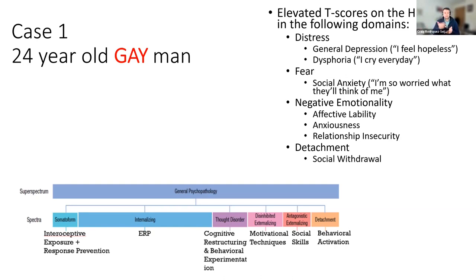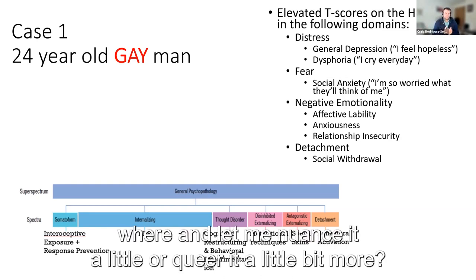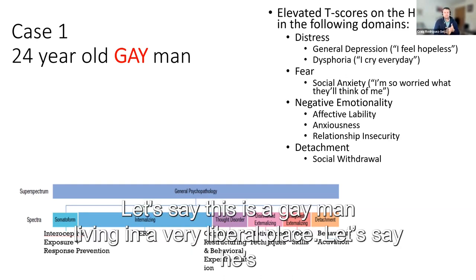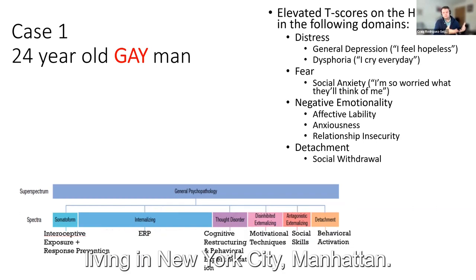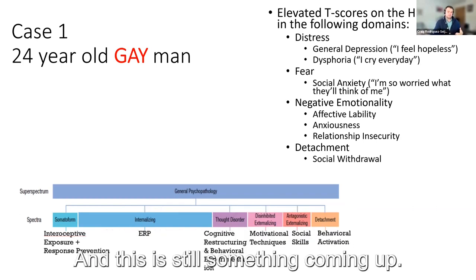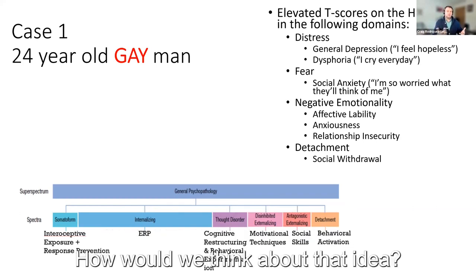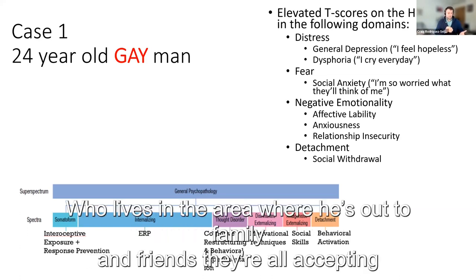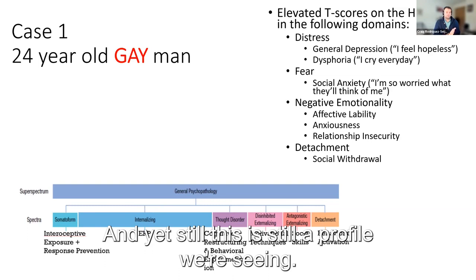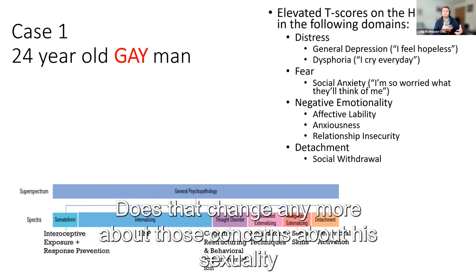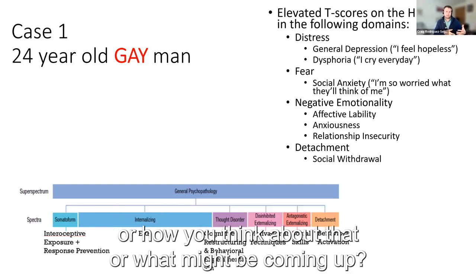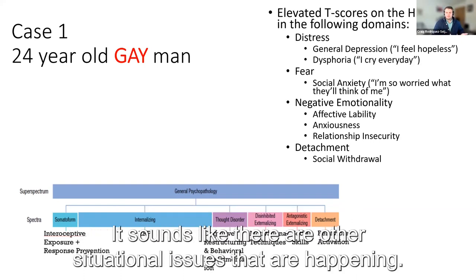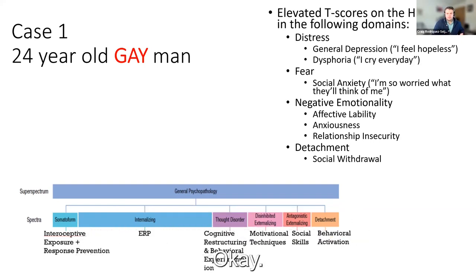Let me nuance it a little bit more. Let's say this is a gay man living in a very liberal place, like New York City, in Manhattan, and this is still something coming up. How would we think about his concerns about his sexuality? He's very out, he lives in an area where he's out to family and friends, they're all accepting, and yet this is still the profile we're seeing. Does that change how you think about those concerns, or what might be coming up? Okay, so Sean says it could be a factor, but it sounds like there are other situational issues happening. Okay.